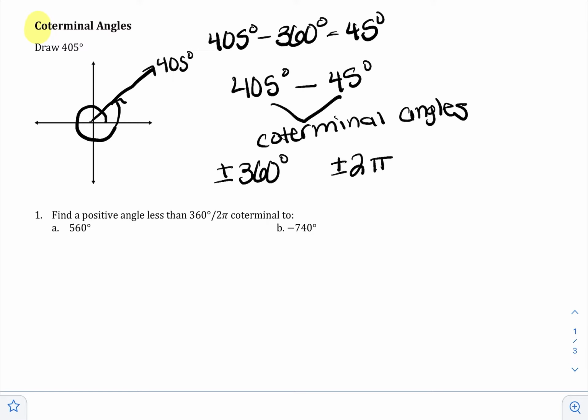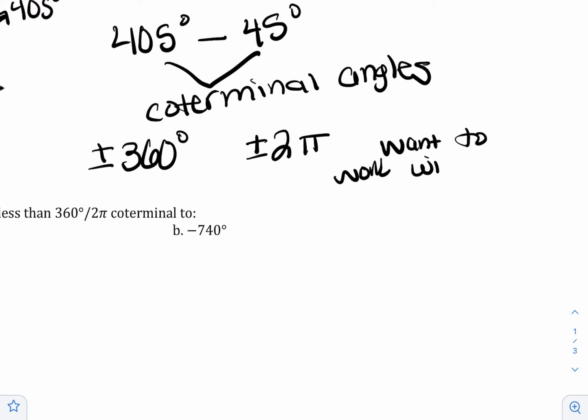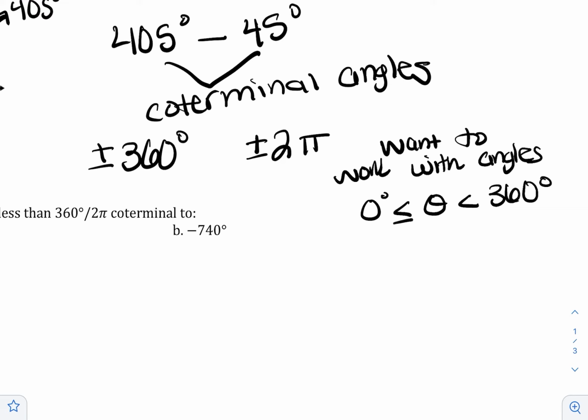Now, why are we going to use coterminal angles, right? That's important. Why is this important for us in trigonometry? So the most important goal of using coterminal angles is that we always want to work with angles between 0 and 360. Okay, so let's make a little note here. Want to work with angles from 0 to 360. And normally we include the 0 and 360 because 0 and 360 are also coterminal. Now in radians, that would be 0 and 2 pi.